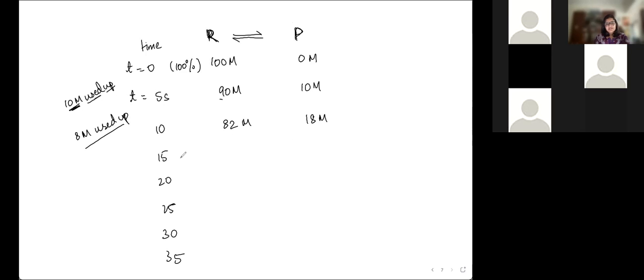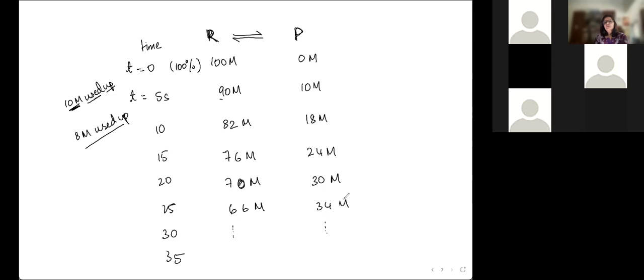Similarly, after 15 seconds, I measure it. And let's say this has further reduced to 76 moles. This would be increased to how much? 24 moles. Then this becomes 70 moles. This becomes 30 moles. Then this becomes, let's say, 66 moles. This becomes 34 moles. Then slowly this keeps reducing, this keeps increasing.